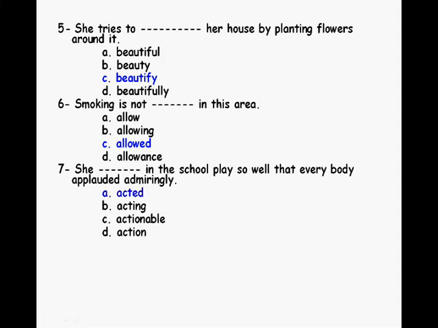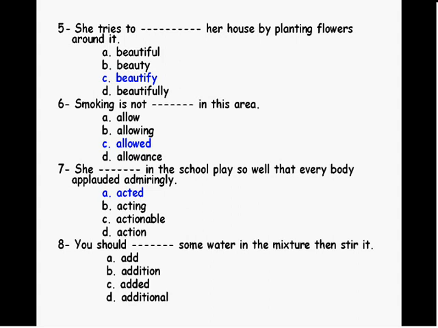Very good. Acted. So, she acted in the school play so well that everybody applauded admiringly. Of course, this sentence has the verb in the past tense. Remember, as I told you earlier, we are not looking at the verbs or tenses. We are just looking at the verb as it is. We are not looking at the verb tenses. Okay?